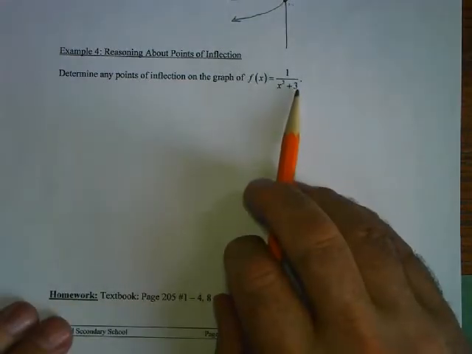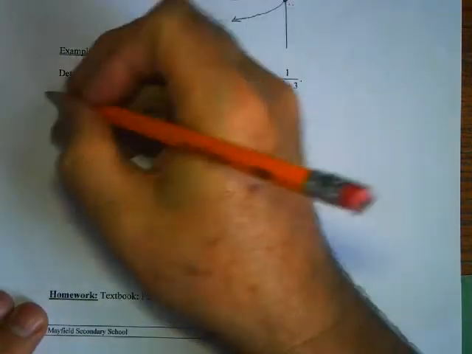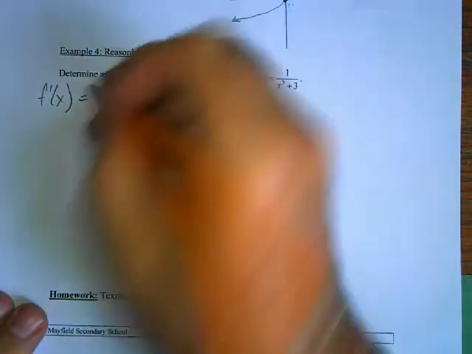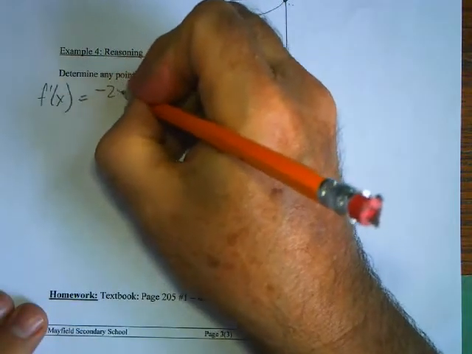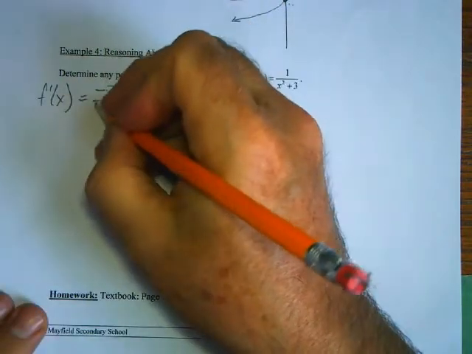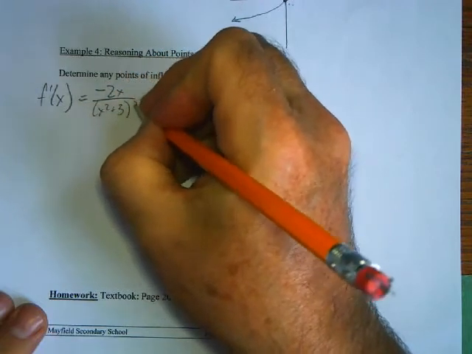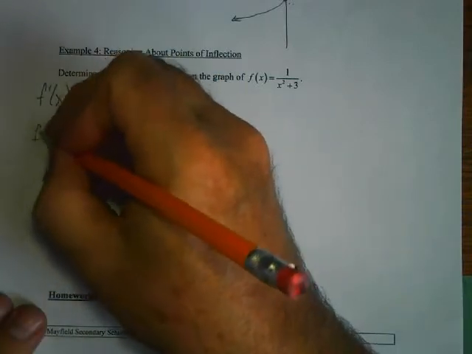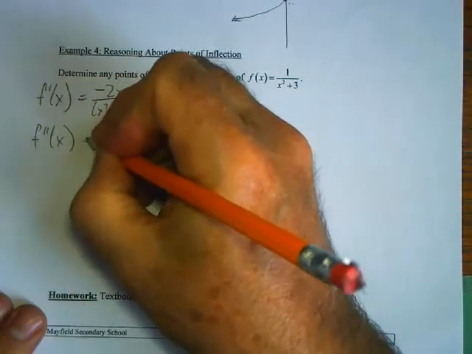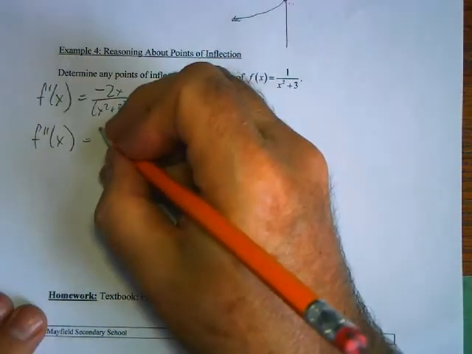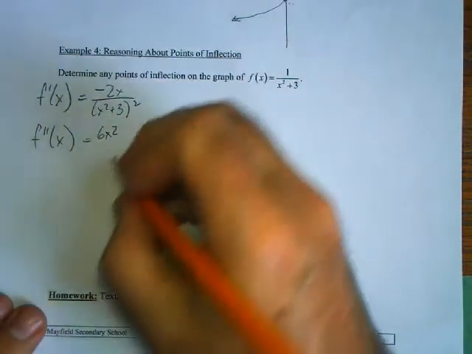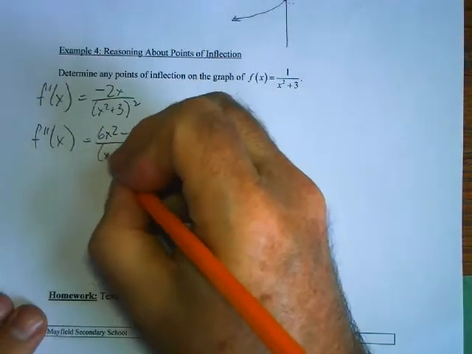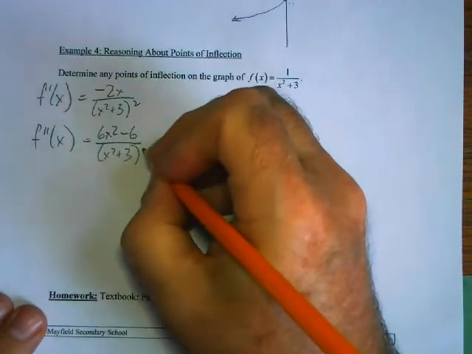Okay, so this says determining points of inflection on the graph f of x equals 1 over x squared plus 3. If you take the first derivative of that, I'm going to skip the whole derivative part. You're going to get negative 2x over x squared plus 3 squared. Okay, and if you take the second derivative of that, of course this one's going to take a little longer if you do it step by step, you're going to get 6x squared minus 6 over x squared plus 3, to the power 3.